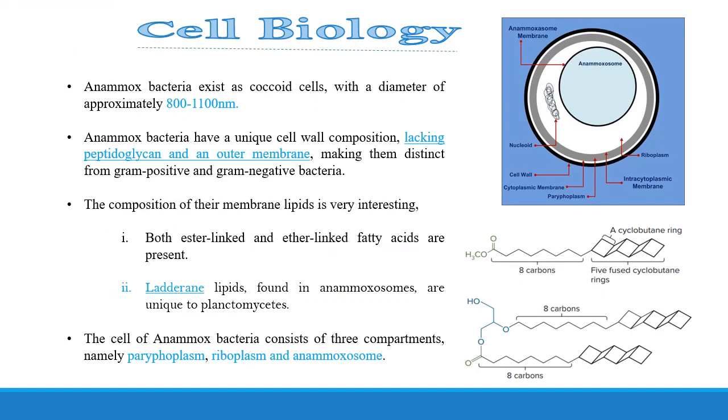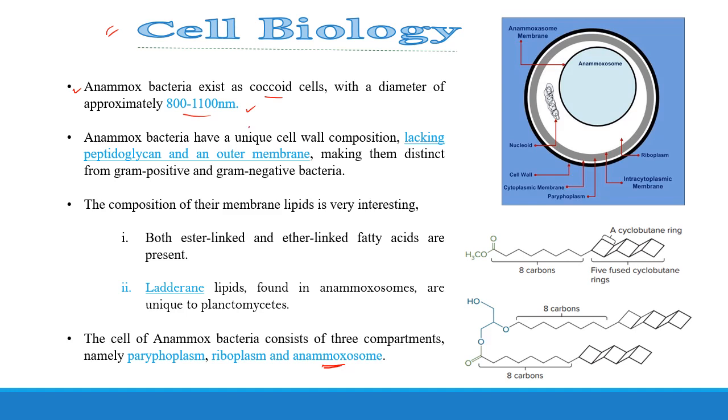After that, if we talk about the cell biology, that is, if we see the inner structures of the Anammox bacteria, we can find there is a compartmentalization. There are 3 types of compartments present there, which we call the periplasm, riboplasm, and the Anammoxosome. Among them, the Anammoxosome is the most important one, which we will discuss. The Anammox bacteria exist as coccoid cells with a diameter of 800 to 1100 nanometers.